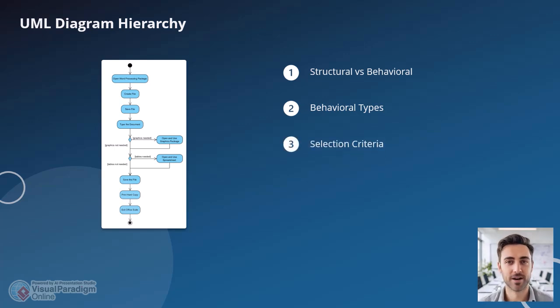Choosing the correct diagram type depends on whether you need to show static relationships or dynamic interactions. Activity diagrams excel at showing processes.